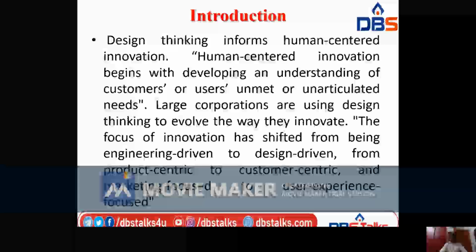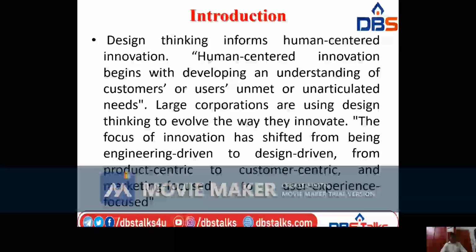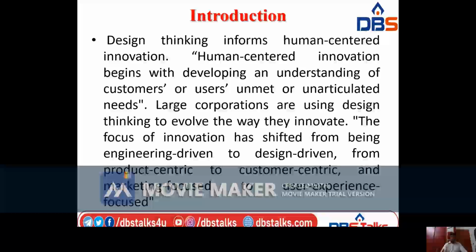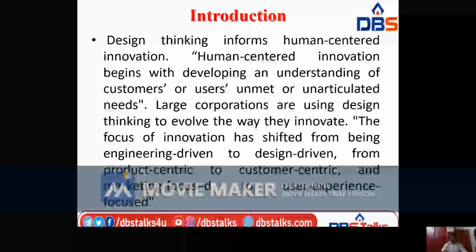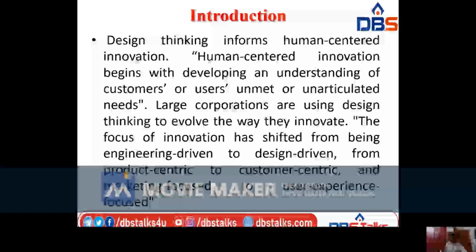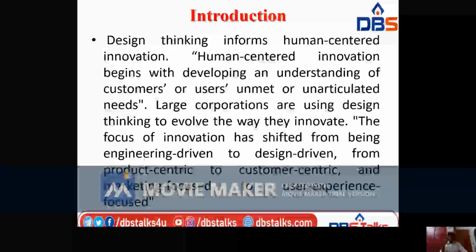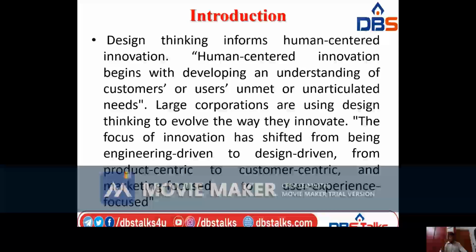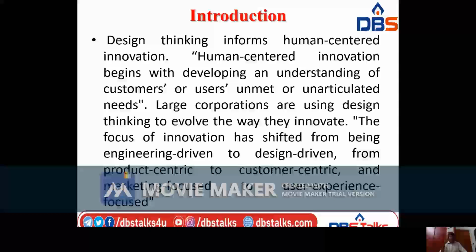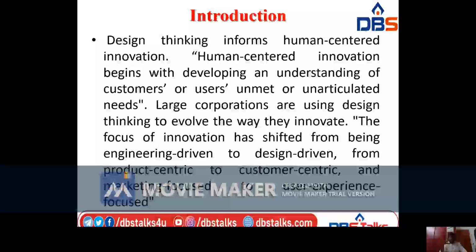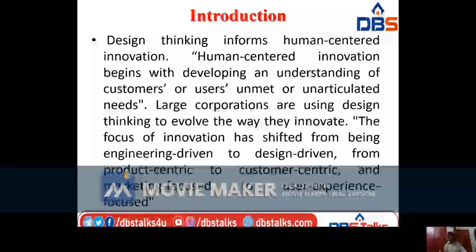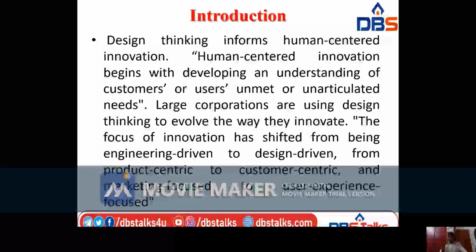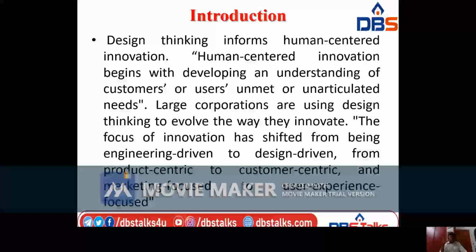Design thinking informs human-centered innovation. Now it is purely based on human-centered innovation. It is not based on the machines. It is purely based on the human-centric approach. Human-centered innovation begins with developing an understanding of customers' or users' unmet or unarticulated needs. Up to now, we have not met those needs. For those purposes, we are especially using the design thinking concept.